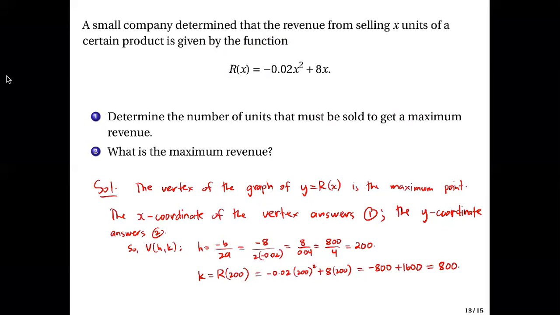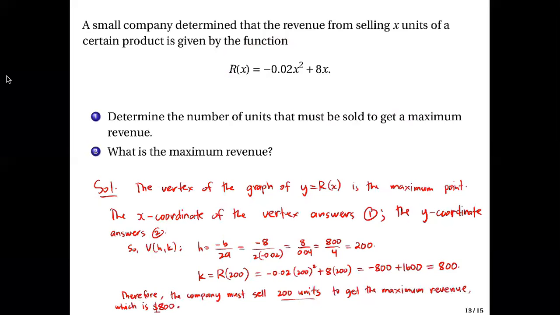So what does this mean? Therefore, the company must sell 200 units to get the maximum revenue, which is $800. So this is the answer to this problem.